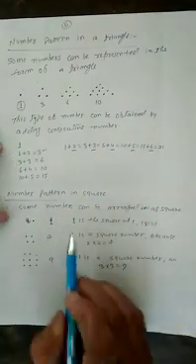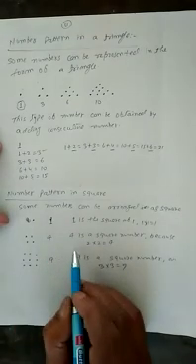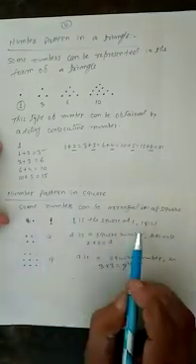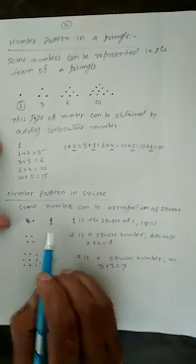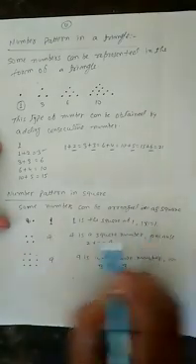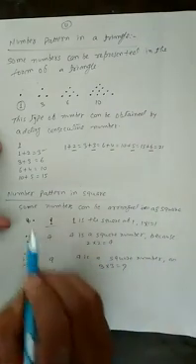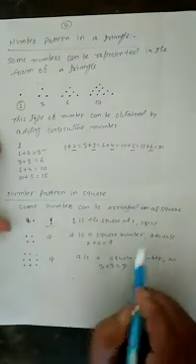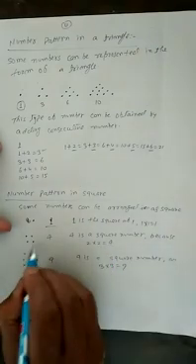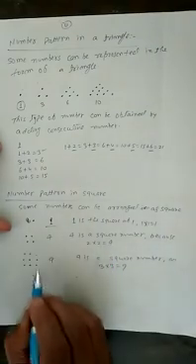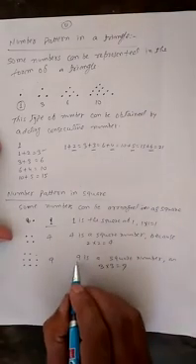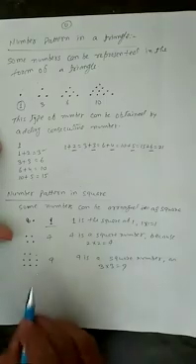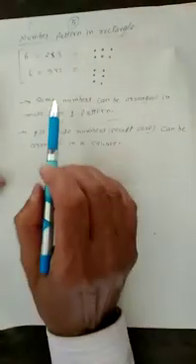Number pattern in a square. Those numbers which are perfect squares can be represented in the form of a square. Here 1 is the square of 1 because 1 into 1 is equal to 1 dot. 4 is a square number because 2 into 2 is equal to 4. Here 4 is represented in the form of a square. 9 is represented in the form of a square, and all other square numbers can be represented in the form of a square.